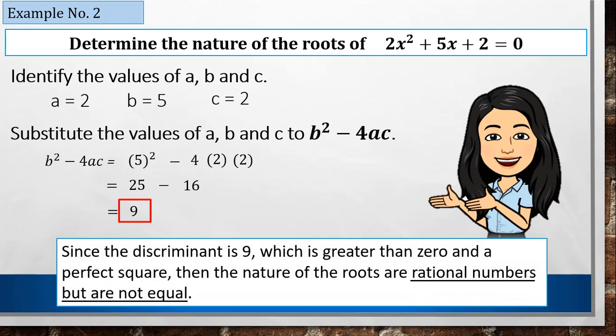So, since the discriminant is 9, which is greater than 0 and a perfect square, so si 9 ay perfect square, then the nature of the roots are rational numbers but are not equal.